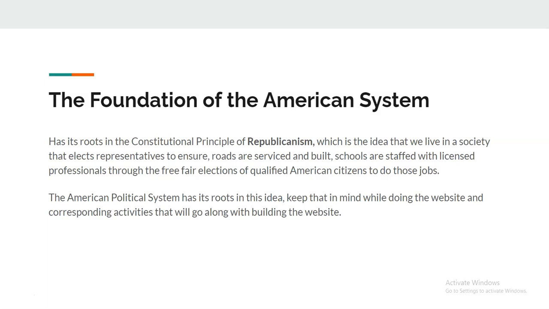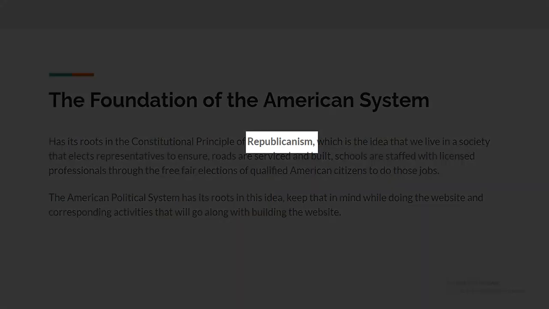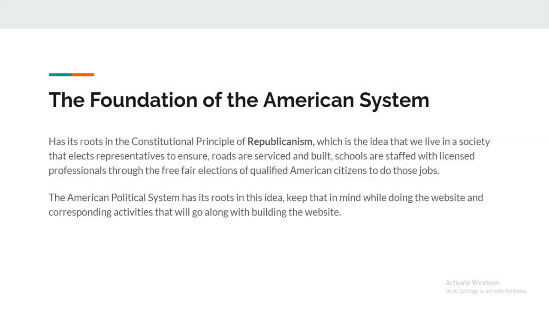Foundation of our American system. It has its roots in the constitutional principle of republicanism, which is the idea that we live in a society that elects representatives to ensure roads are serviced and built, and schools are staffed with licensed professionals, through free and fair elections of qualified American citizens to do those jobs. The American political system has its roots in this idea. Keep that in mind while doing the website and corresponding activities that go along with building your site.